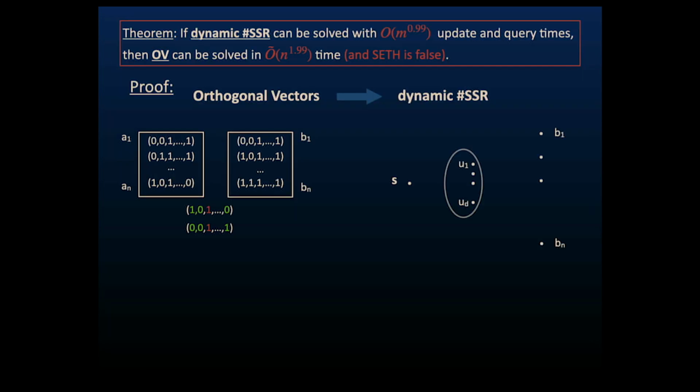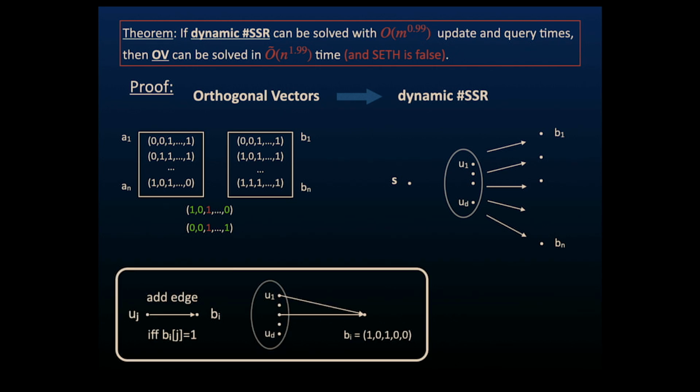So here's how the graph looks. We have the source, we have the coordinate nodes, and the vector nodes, the B vectors. And the edges are defined exactly like before. If the coordinate is 1, you put an edge to the jth coordinate node. As I said, this part will be static. It will not change. It will encode all of the set B. But that part will be changing. It will encode one vector at a time.